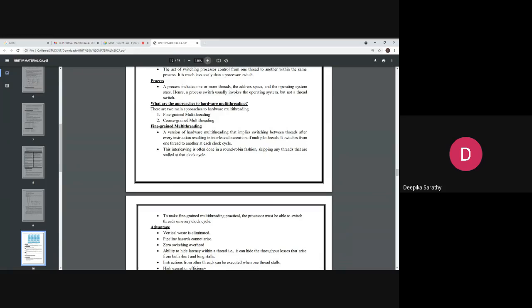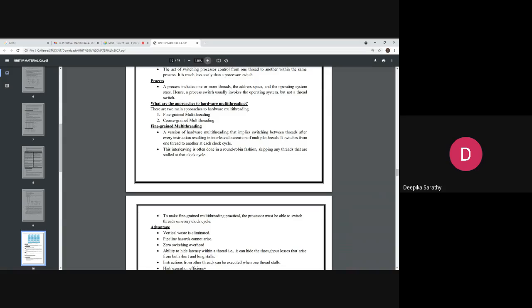Skipping any threads that are stalled at the clock cycle. What I'll do here is not skip any data and keep processing all the data. Next, to make fine grain multi-threading practical, the processor must be able to switch thread on every clock cycle. On every clock cycle, it should have a capability of switching from one thread to another thread. It has to keep on switching.